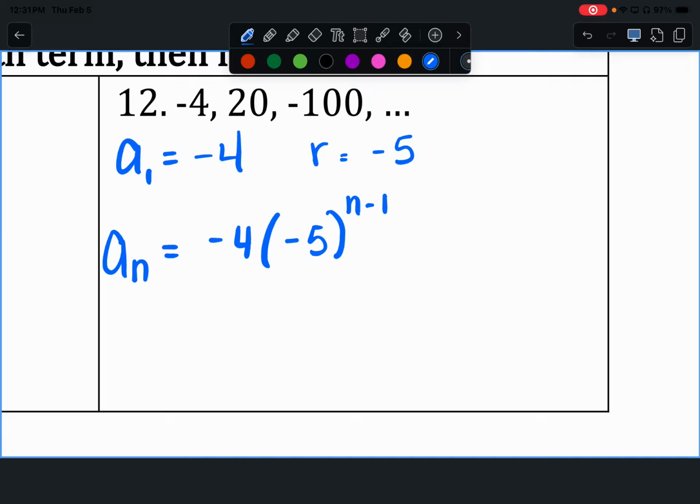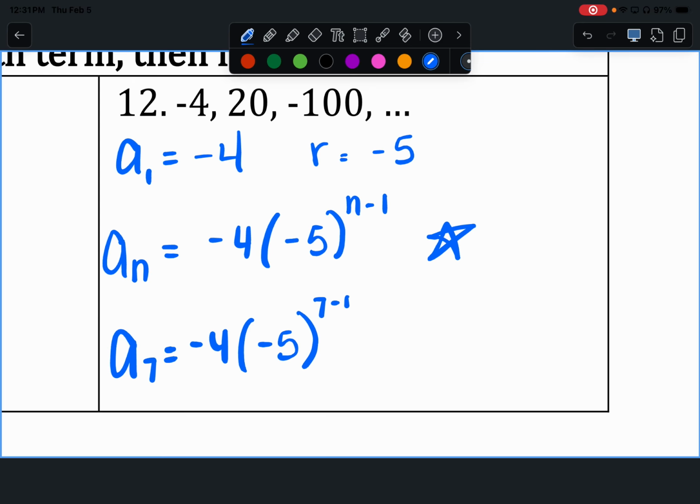Why do you have to write that first? Because it can ask you two different things. It can ask you to write the equation, or it can ask you to find a specific term. So this is how you write the equation. And what we're about to do is finding the term. So in this case, we're finding the 7th term. So we would do -4 times -5 to the 7 minus 1.